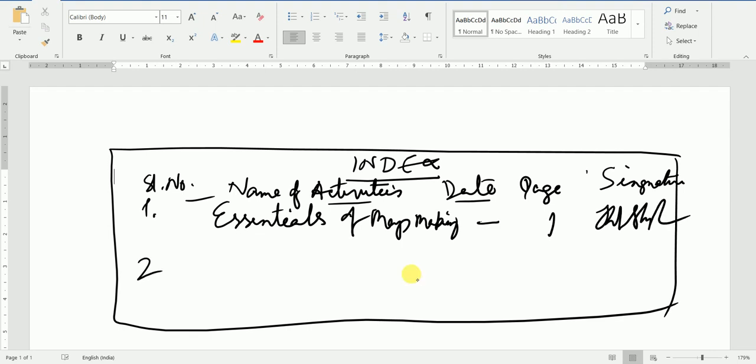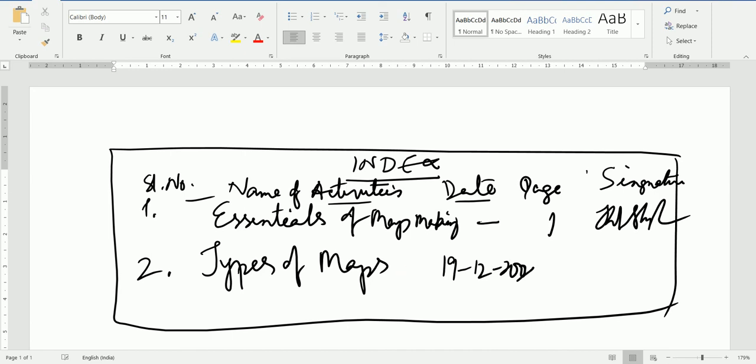For today, serial number 2. What is the name of the activity conducted today? That is types of maps, right? Types of maps. What is the date? Today's date is 19/12/2020. Just write the page number, and here the signature. So in this way you have to prepare it.